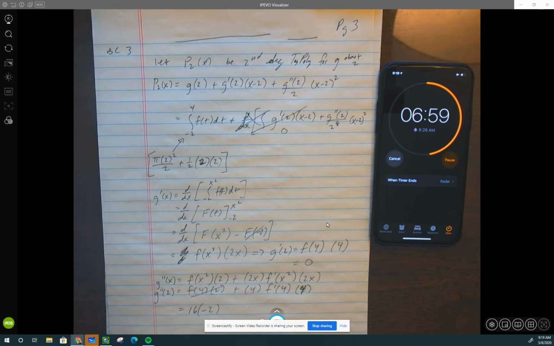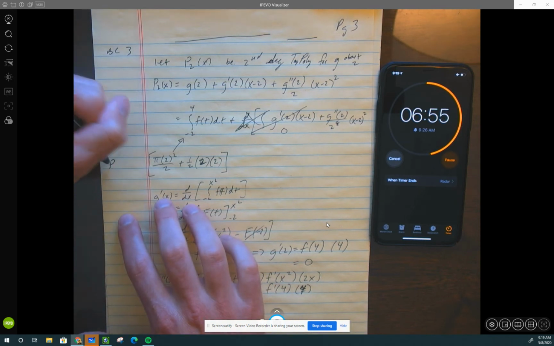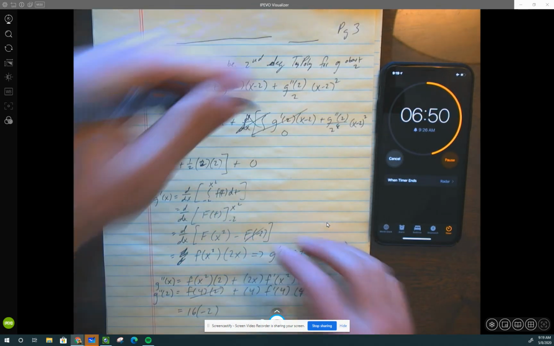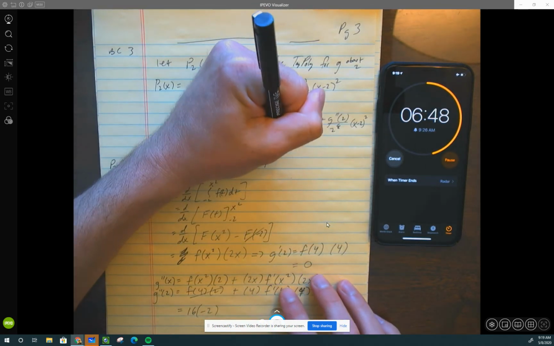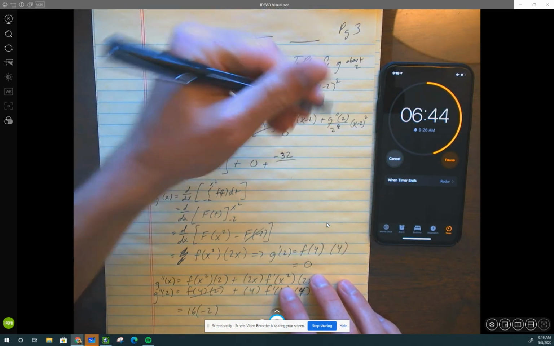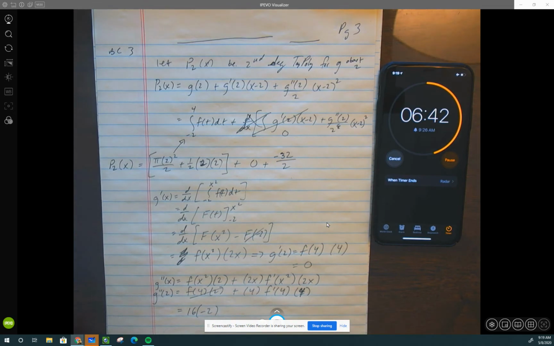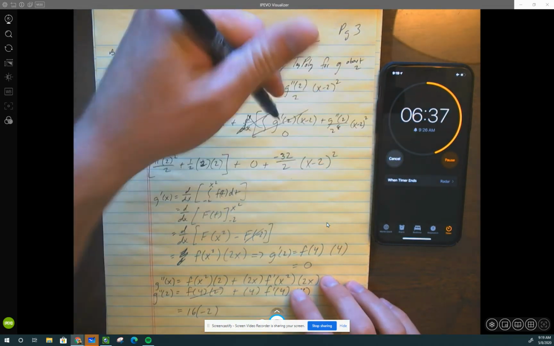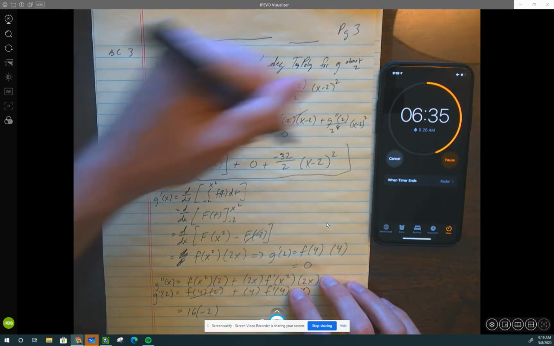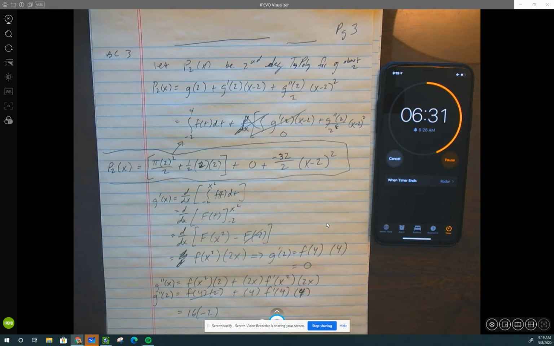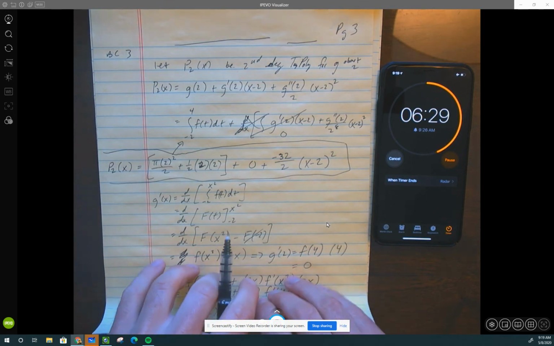Okay. So now I have p sub 2 of x. I've already started it here, and it got nice. It was plus 0, and then plus -32 over 2 times x minus 2 squared. I think I got it. It's the best I got. I only got 6 minutes. I got 2 more problems to do.